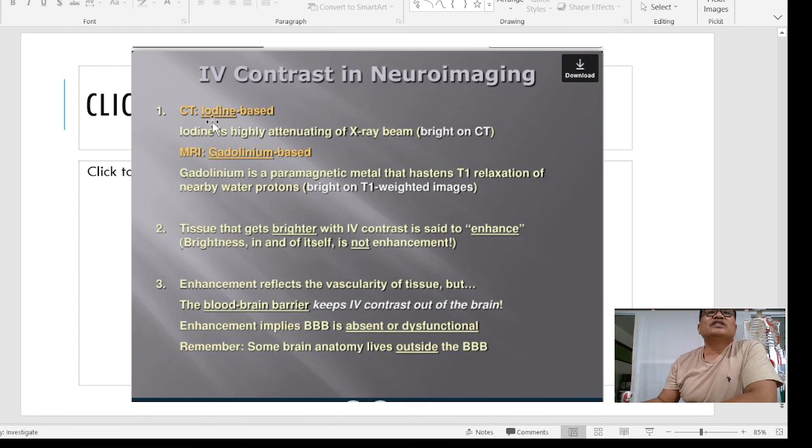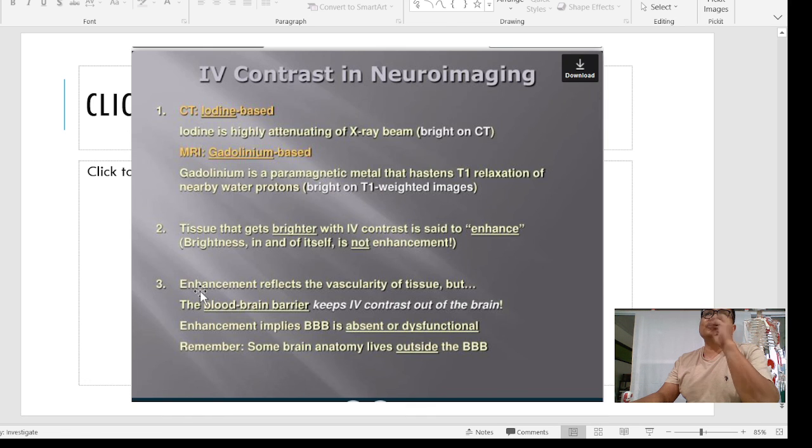In IV contrast neuroimaging, for CT scan we have the iodine-based contrast. For MRI, we have gadolinium-based contrast. The tissue that gets brighter with IV contrast is said to enhance. It becomes clearer when contrast is given, and usually becomes bright. The problem with contrast is that we only see the blood vessels.